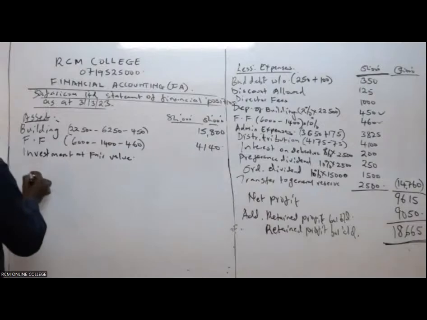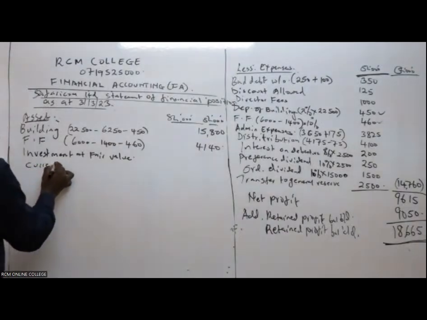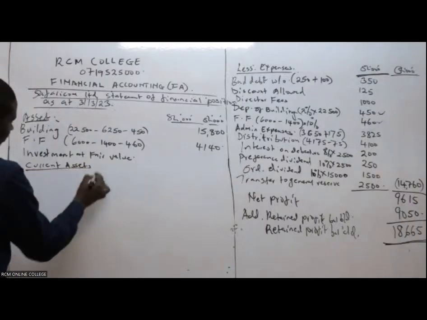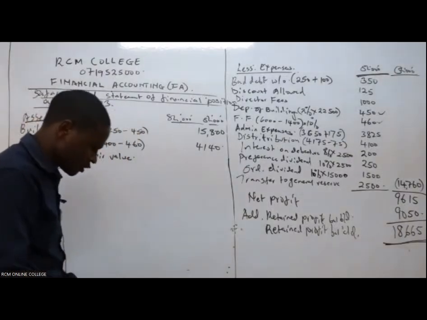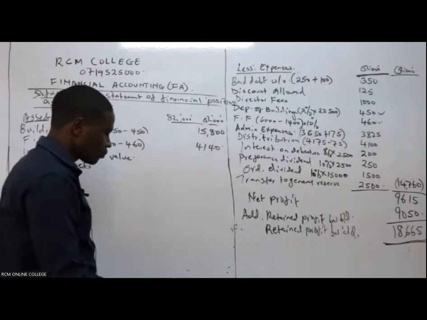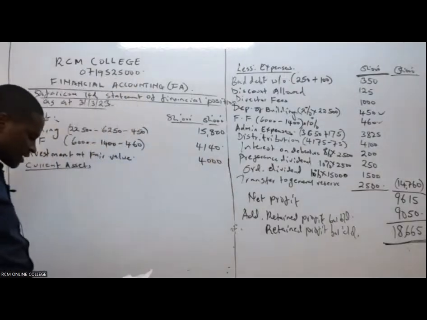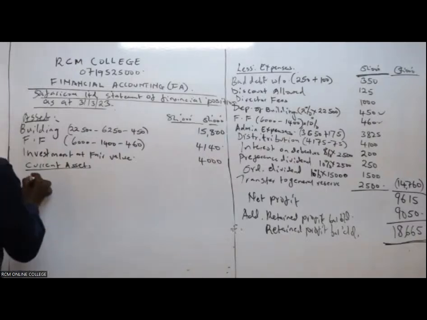Then we go to the current assets. How much was it? It was 4,000, I can see it was 4,000. So for the current assets, we have inventory.